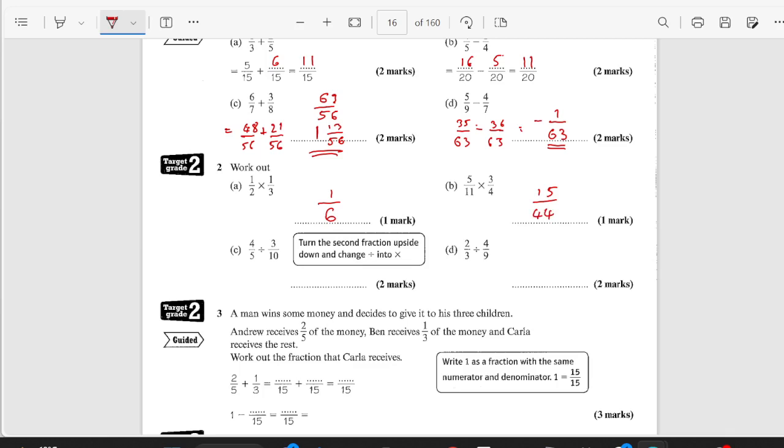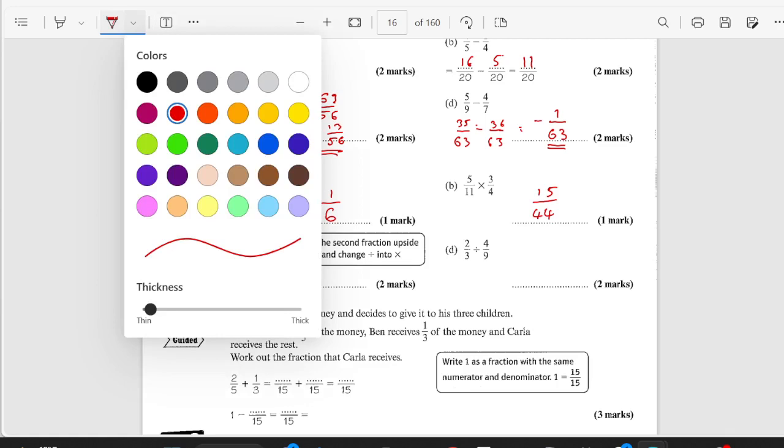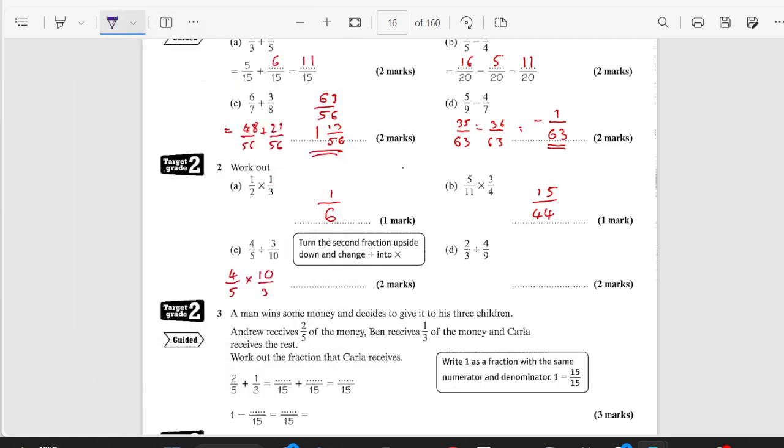And then I'm not a fan of how this is written. I always try to keep mathematical language where I can. So I would say that dividing by a fraction is the equivalent to multiplying by its reciprocal. So I would change the divide to a multiply, and I would take the reciprocal, which kind of means flipping the numerator and denominator over. And again, this is the first one where I can actually do my diagonal cancelling. So 5 and 10 have 5s in common. So 5 goes once into 5 and twice into 10. So 4 times 2 is going to be 8. And then 1 times 3 is going to be 3.